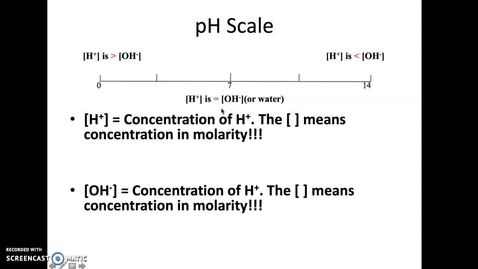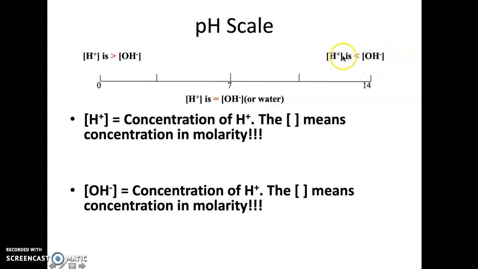So one thing to note here, I'm going to start here, then I'm going to go back. So the pH scale. First thing is that when I see these brackets here, that means concentration in molarity. So our last unit was solutions, acids and bases are solutions, and their concentrations are expressed in molarity or moles per liter. So when I see the brackets here, it's saying that the concentration of H plus is greater than OH minus below 7. And over here, the concentration of H plus is less than the concentration of OH minus.